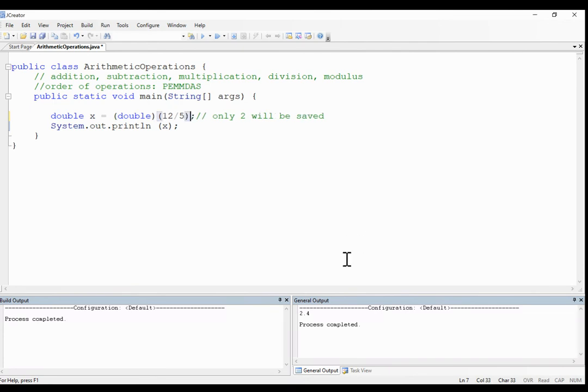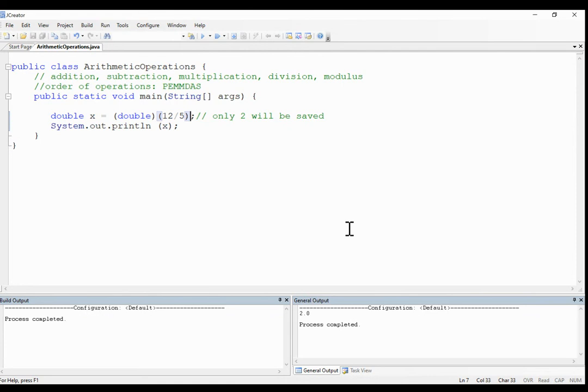now what do you think I'm going to get? So when you have parentheses, the division will take place first. So that means 12 over 5 will be evaluated first. Remember, integer over integer, you're going to get 2. Then, and only then, it will be converted to double. So that's going to give you 2.0. So you need to be very careful here. Okay, so when you cast, make sure you cast only one of them.